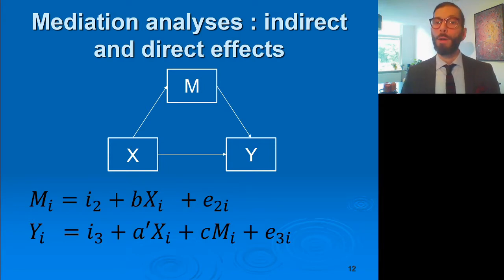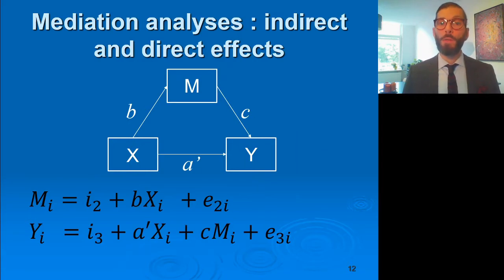And we can define the regression equation of Y as a multiple regression, which has an intercept I sub 3. Note that this is different from the intercept of the bivariate regression, because now we include multiple predictors, so its value is going to change. Plus an effect of X, which is now accented, so we say A accent times X, plus an effect of the mediator, which we'll call C, C times M, plus again prediction error epsilon sub 3.